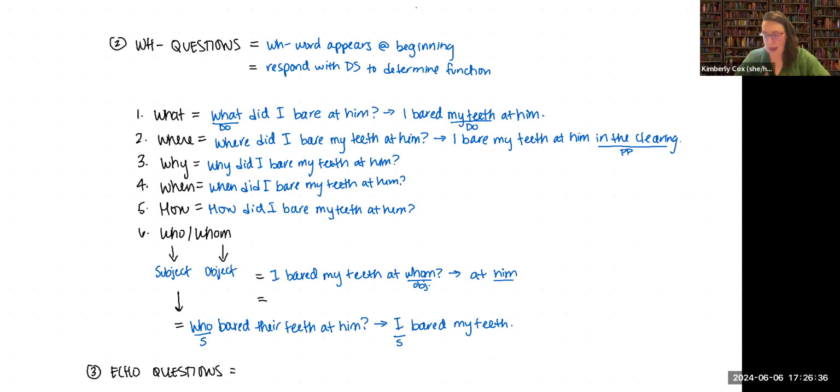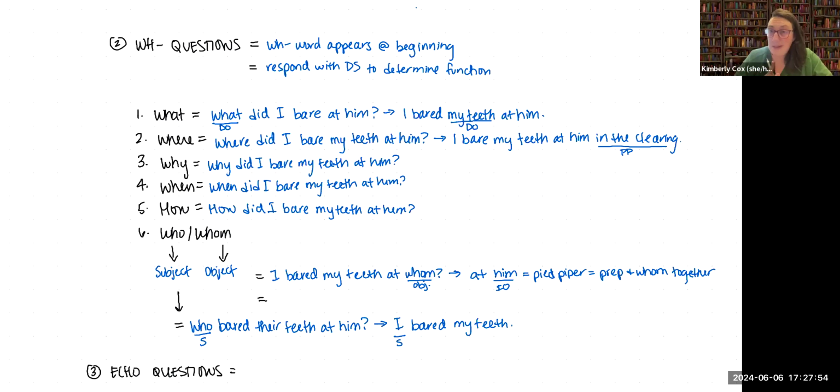So with that, we can call this a Pied Piper because what it's doing is it is keeping the preposition and whom together. Okay. And when you have what's called a Pied Piper, it just means that they're together. So I'm saying at whom, right? They're together. I could also move that to the beginning of the sentence, and I could say, at whom did I bare my teeth?